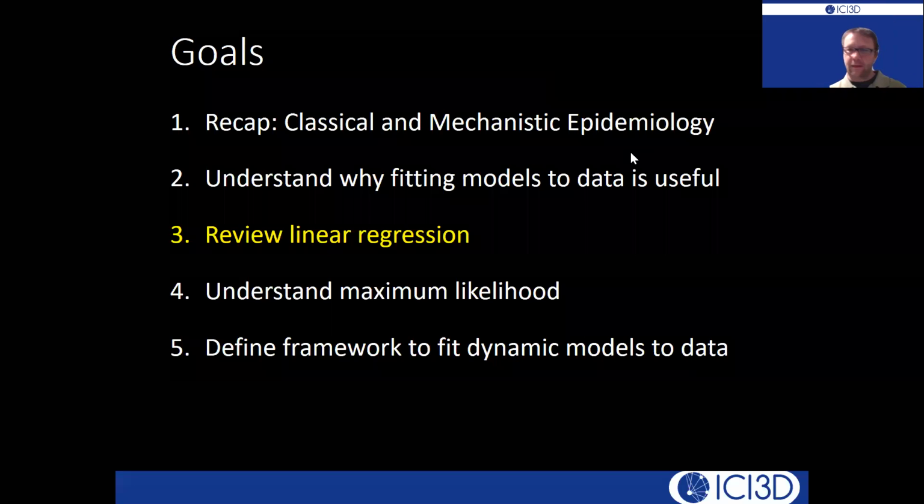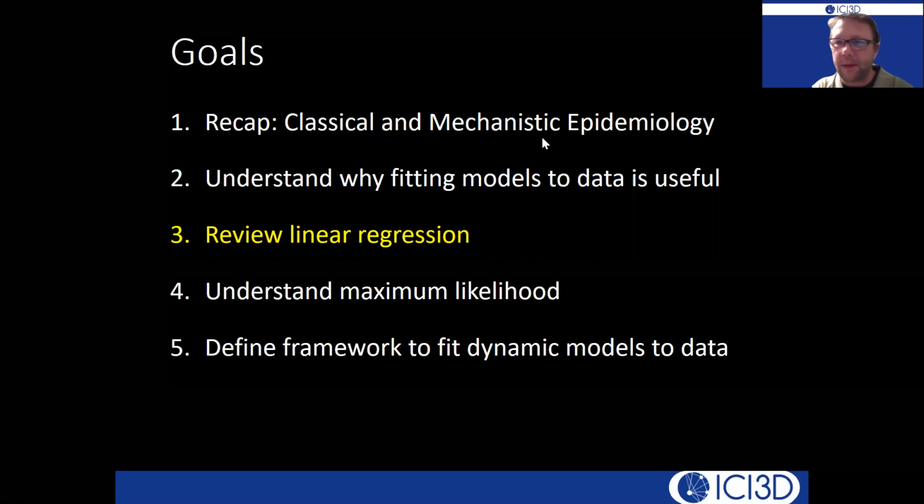Hey everybody, I'm back with part 2 of fitting models to data. And in the last video, we did a recap of classical and mechanistic epidemiology. And we talked a little bit about why fitting models to data is important. Next, we're going to do a quick review of linear regression.